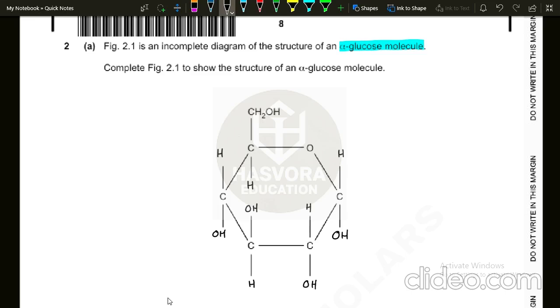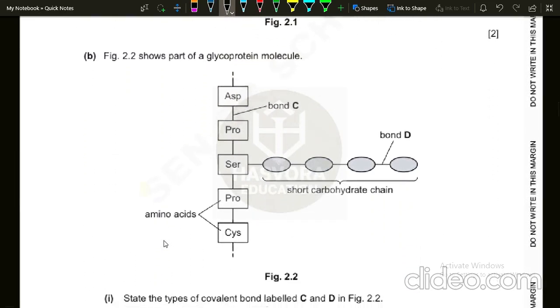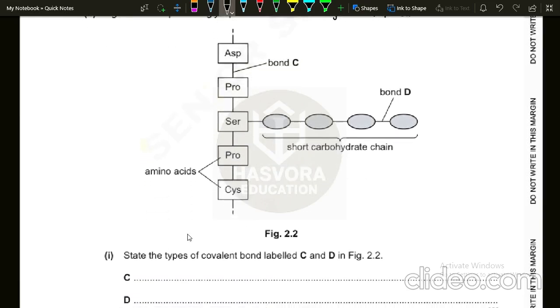Okay, so this will be a structure for alpha glucose molecule. Figure 2.2 shows the part of a glycoprotein molecule. Glycoprotein means a type of conjugated molecule made from two different molecules that are from different categories. So it is made from a glucose, possibly a carbohydrate, plus a protein. So this side chain you are seeing is a short carbohydrate chain, and the other one is a chain of amino acids, a protein. So what is the bond?